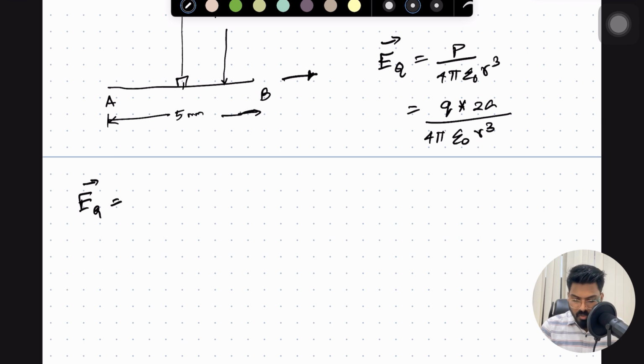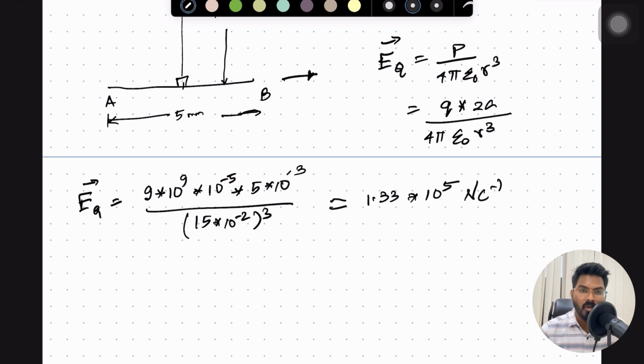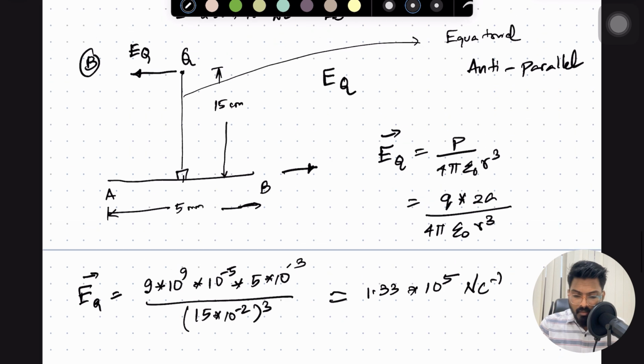If you substitute the values, the Coulomb's constant 9 into 10 to the power 9, P is 10 to the power minus 5, Q is 10 to the power minus 5, 2a is 5 into 10 to the power minus 3, then r cube is 15 into 10 to the power minus 2 whole cube. This evaluates to a value of 1.33 into 10 to the power 5 Newton per Coulomb, and it acts in this direction. Our dipole axis is in this direction.